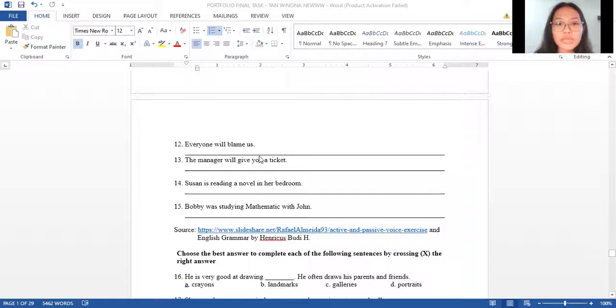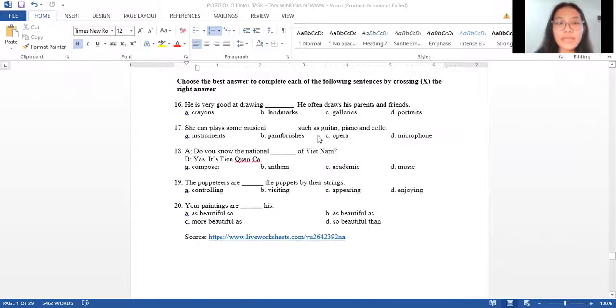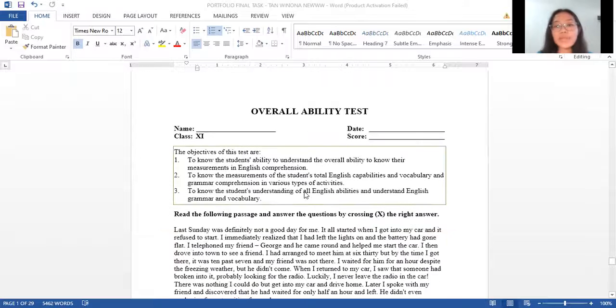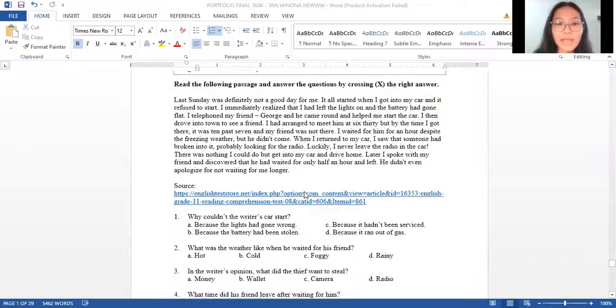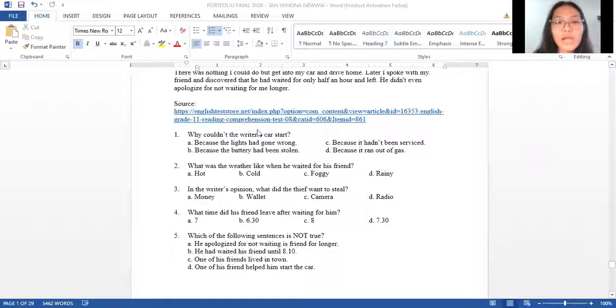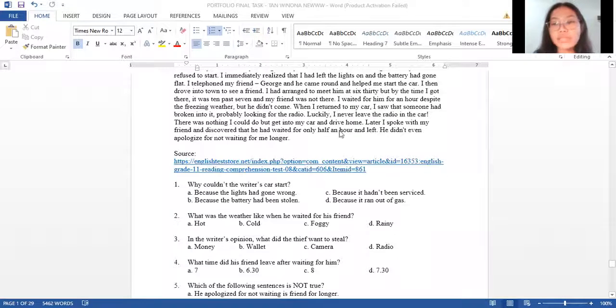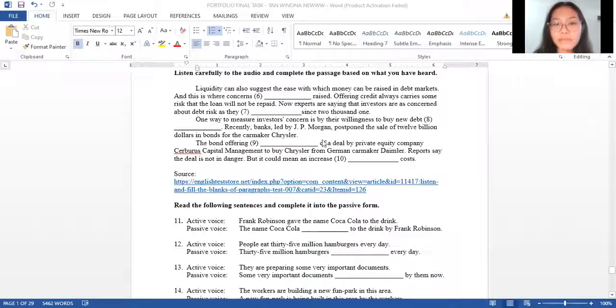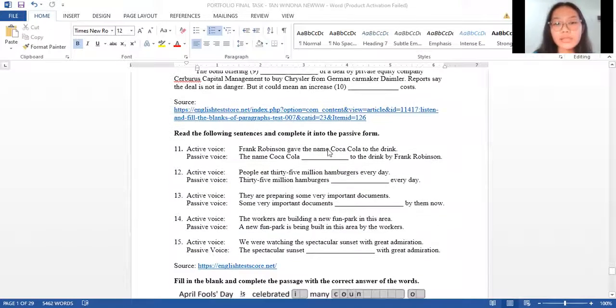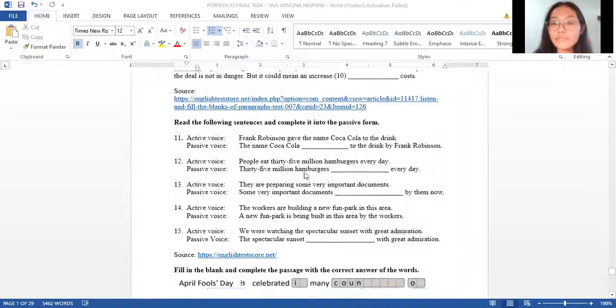And this is for the short answer. And there is a multiple choice. And next we come up to the overall ability test. This test consists of writing, listening, speaking, reading, grammar, and vocabulary abilities. And this is number 5, a multiple choice based on the text above. And then for the gap filling, and this is also gap filling into the passive form.